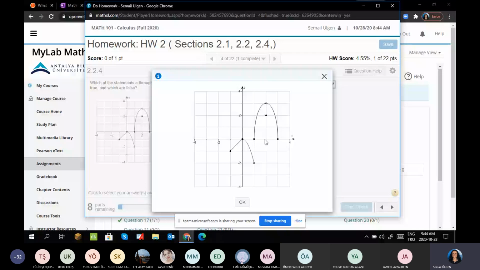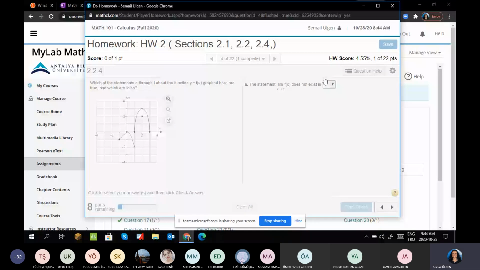Okay, here it is defined, but it is defined different. Like instead of 3, it is defined 2. No, we don't care about that. We just care about the right limit and left limit. The right limit is 3, the left limit is 3. They are equal to each other, so the limit exists. So "does not exist" is false. Let's check the question. We got it, fantastic.